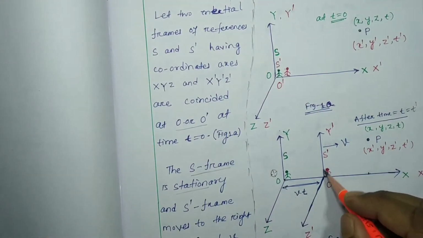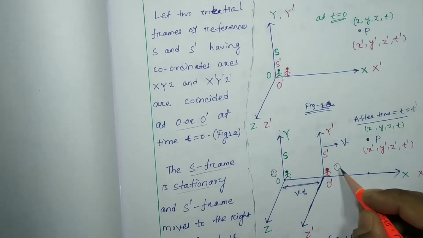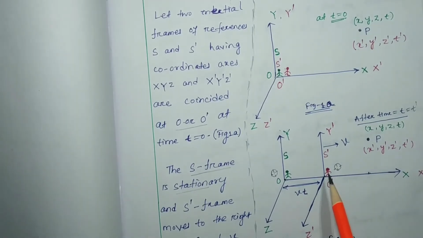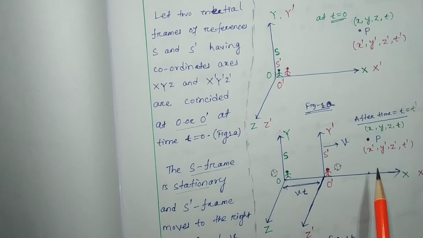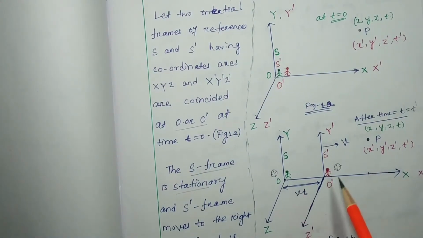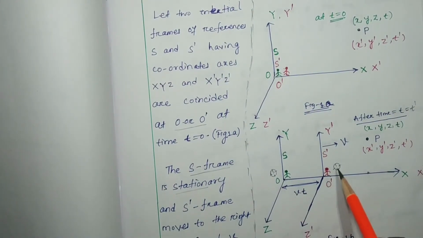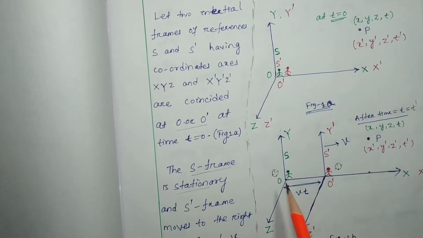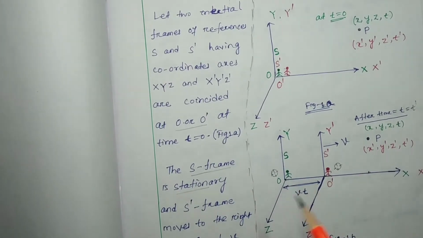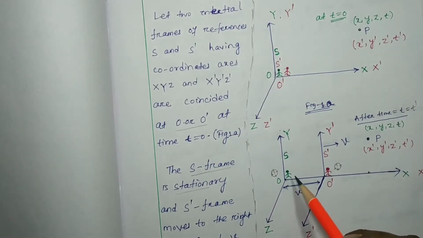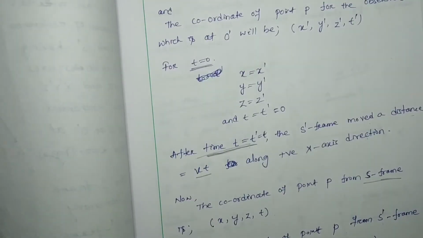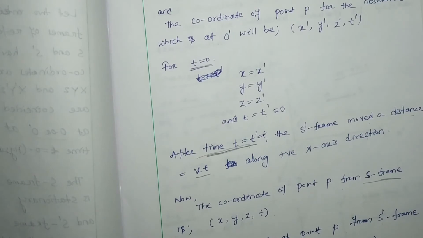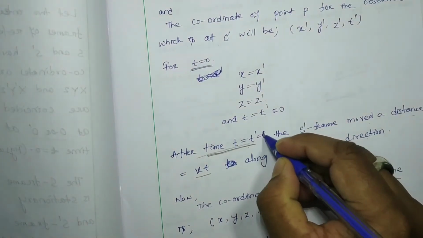Okay, this person also has a watch. So in Newtonian mechanics, if this person has spent 2 minutes, obviously this person also spent the same time, that is 2 minutes. So here we consider that t equal to t dash is equal to t.